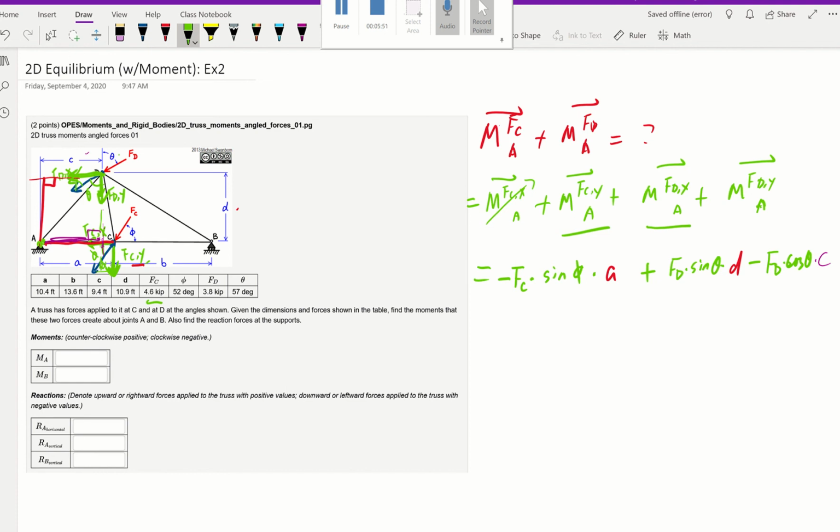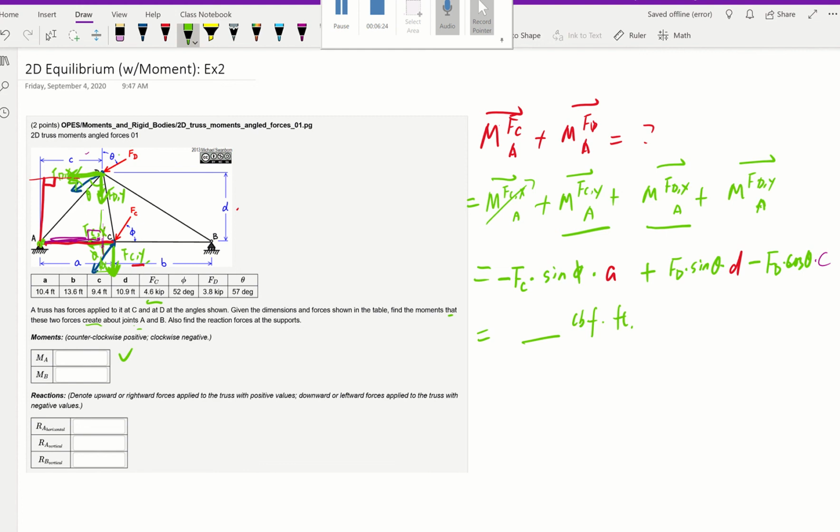So all of this together will help us get this moment about A, that is, find the moments that those two forces create about joint A, right? You will likely get the answer in kips, and you might have to multiply by 1,000 to change to pounds. The units you're going to get will be pound-force times foot, after you change kips to pound-force.